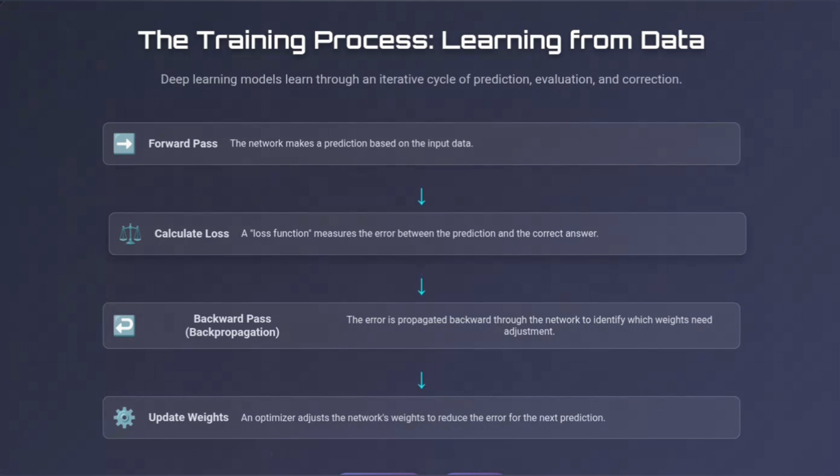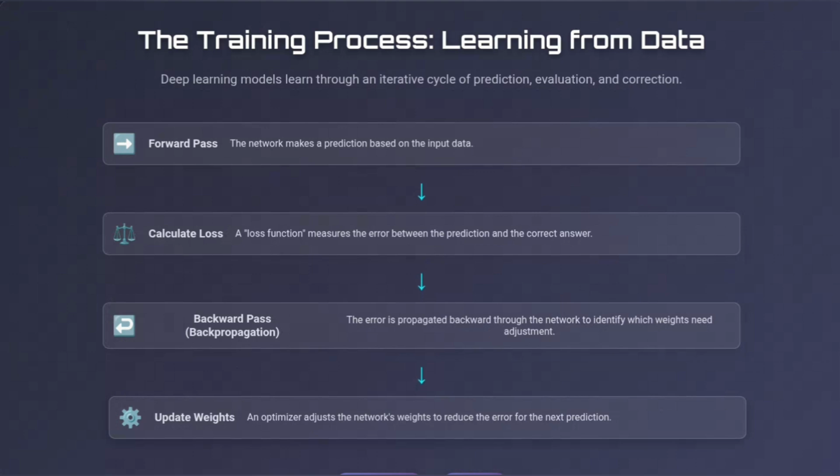Then the magic happens with backpropagation. The error signal travels backward through the network, layer by layer. Each layer calculates how much it contributed to the overall error. It's like a detective working backwards from a crime scene, figuring out exactly what went wrong and where. Finally, we update the weights and biases based on the backpropagation results to reduce the error. This happens using optimization algorithms like gradient descent.